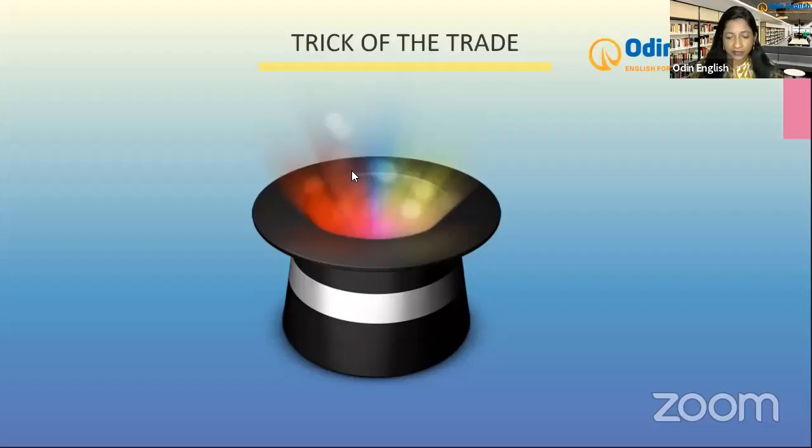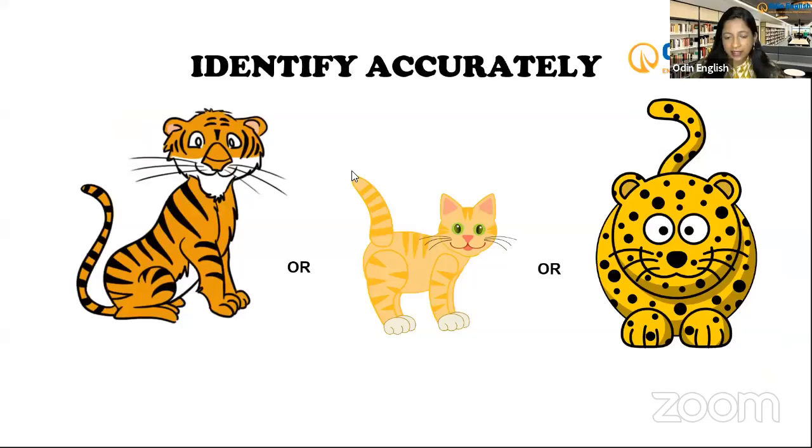Another is a trick of the trade. That is, I'll give you certain things. There are three pictures here. Can you tell me what are those? And are there any similarities and any differences between these? So just type in the chat box. What are the three things that you see? There are three pictures. What are those? What are the similarities and what are the differences?